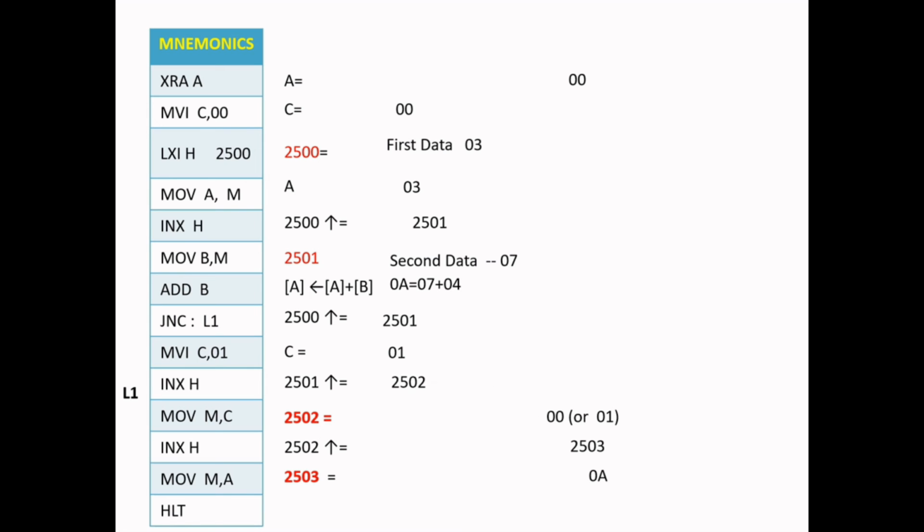Next instruction is INX H, so 2501 is incremented by 1 and it becomes 2502. Our next instruction is MOV M, C. Whatever is stored in the C register will be moved to the address 2502. Next instruction is INX H, so 2502 is incremented by 1 and we get the address 2503, and we are storing the result which is in A at the address 2503. HLT means it will stop the execution of the program. Thank you.